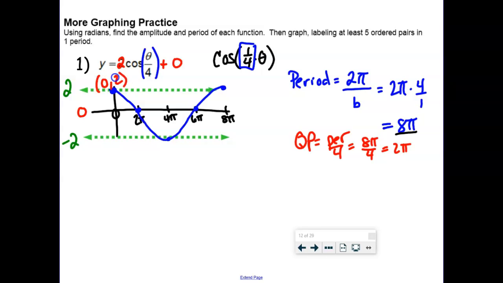I'm going to be like, this is (0, 2), and this guy is (2 pi, 0), and this guy is (4 pi, negative 2). If it bothers you that your graph is messy when you do this, you can label them off to the side. I personally feel it's easier to label them on the graph because they're right there. It's like the location, you know. (6 pi, 0), and then (8 pi, 2).